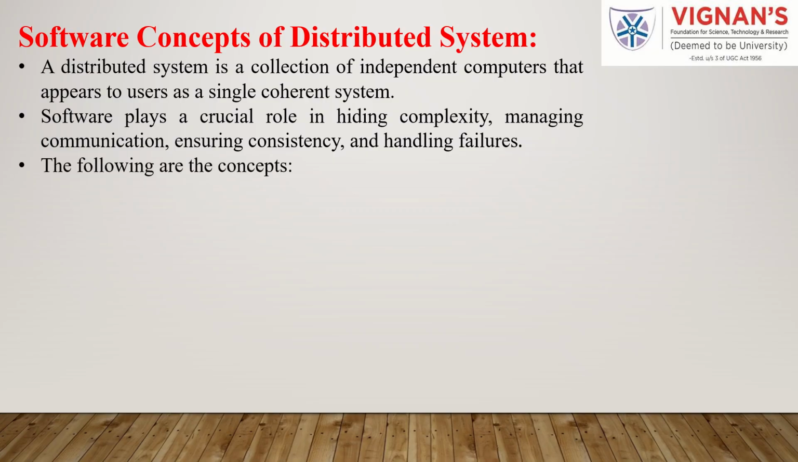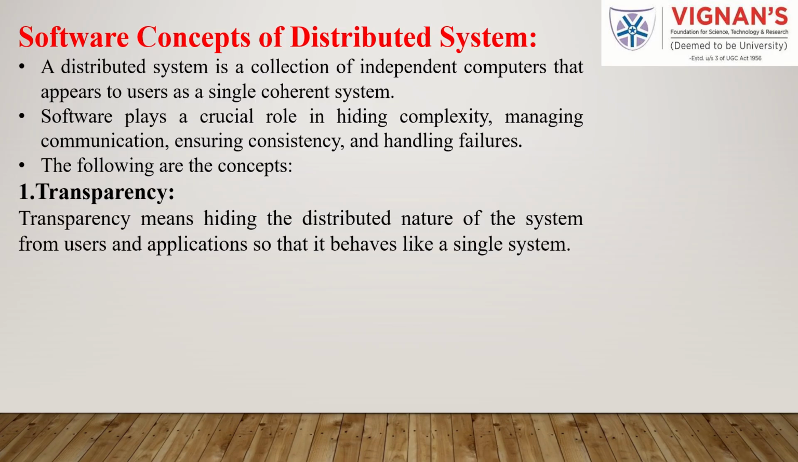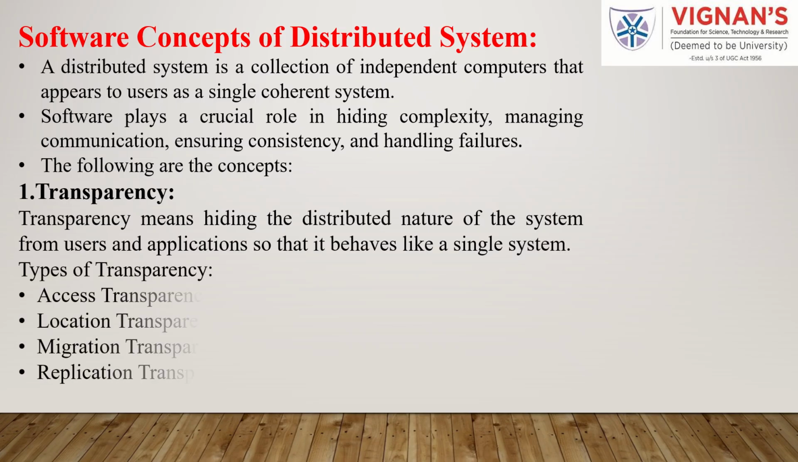1. Transparency. Transparency means hiding the distributed nature of the system from users and applications so that it behaves like a single system. Types of transparency. Access transparency. Location transparency. Migration transparency. Replication transparency.